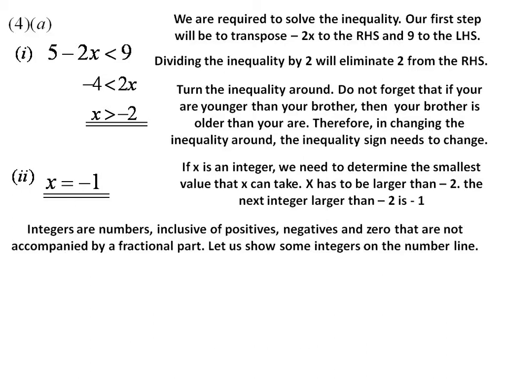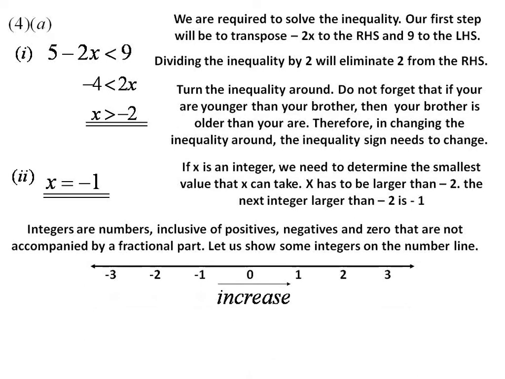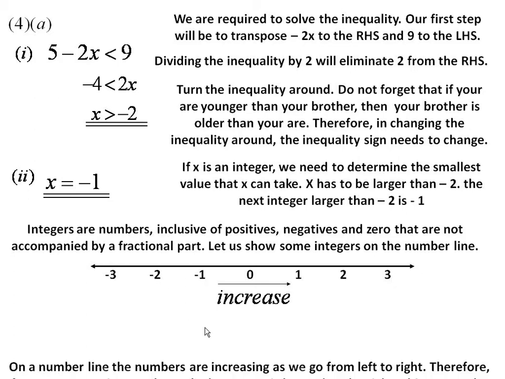Integers are numbers, inclusive of positives, negatives, and 0, that are not accompanied by a fractional part. Let us show some integers on the number line. There we have our number line, and we know that numbers increase on our number line from left to right. Therefore, if we start here, then this is larger, this is larger, this is larger. Well, surely when we get onto the positive side, we know that 2 is larger than 1 and 3 is larger than 2. But the sequence is a continuation from the negative side. Therefore, negative 1 is greater than negative 2.